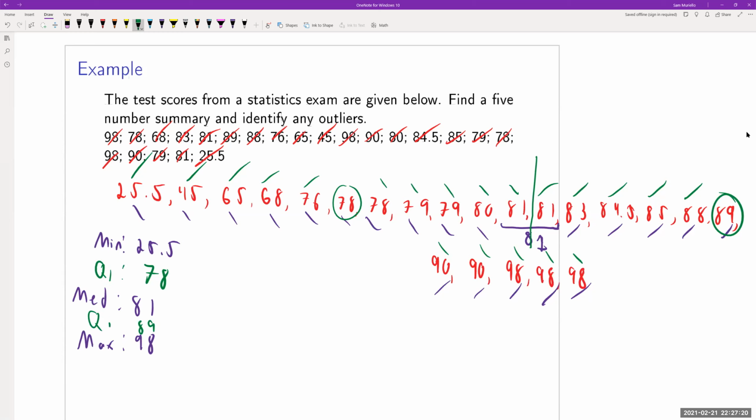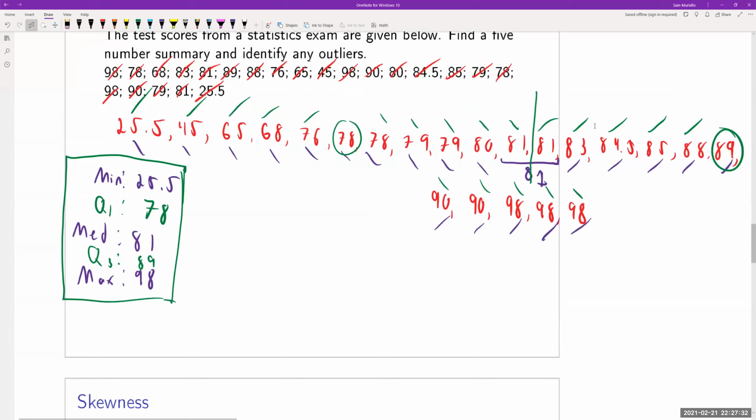Q1 and Q3 are 78 and 89. So this right here is the 5-number summary, and it gives us a sense of what's going on. We can often graph the 5-number summary, which is what's known as a box plot. You may have called this a box and whisker plot if you learned this when you were in elementary school, because it looks a little bit like it has whiskers coming off.